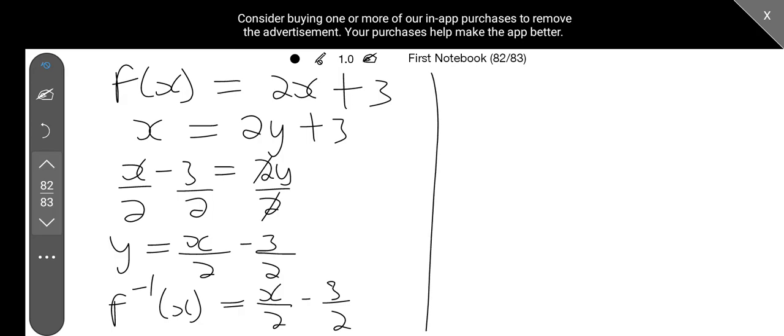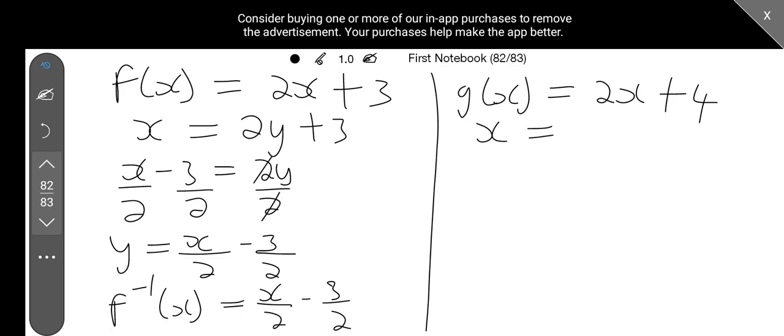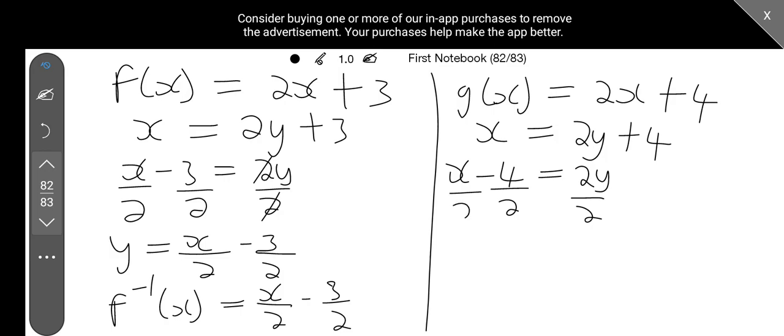Let's have another example. Suppose we are given g of x is equal to 2x plus 4. Go ahead and try it on your own before you check the answer. Where we see g of x, we're going to put x. Where we see x, we're going to put y, and then plus 4. We take plus 4 to the left side, it changes the sign. Then x minus 4 is equal to 2y. Divide everything by 2, the one which is attached to y.